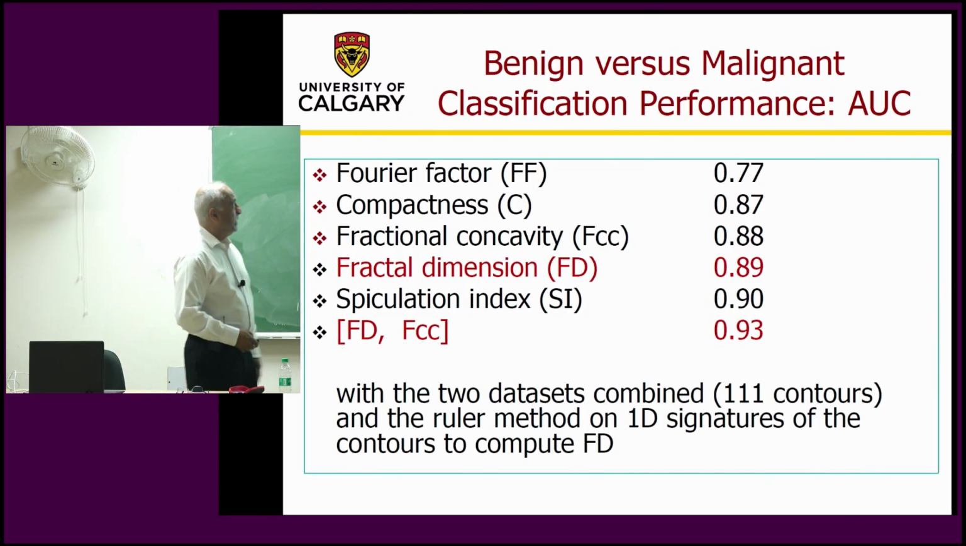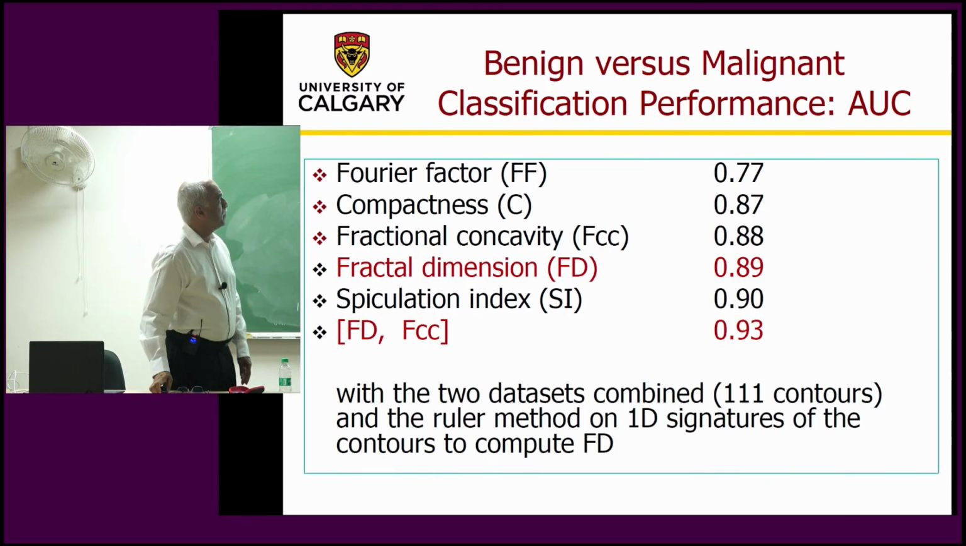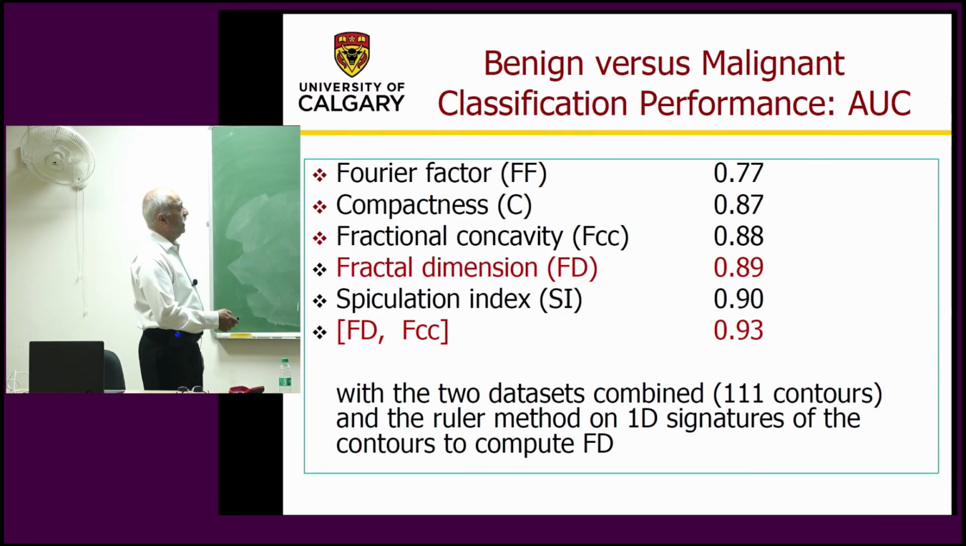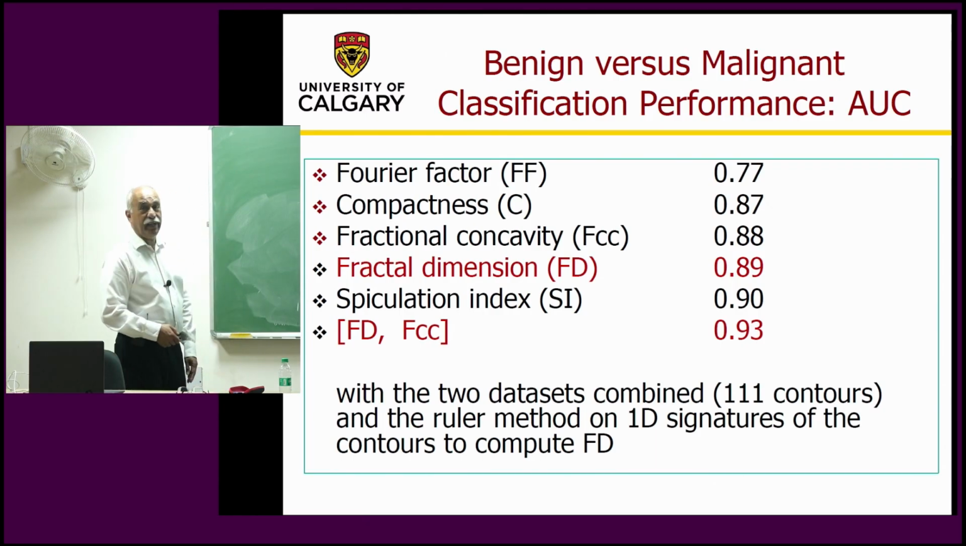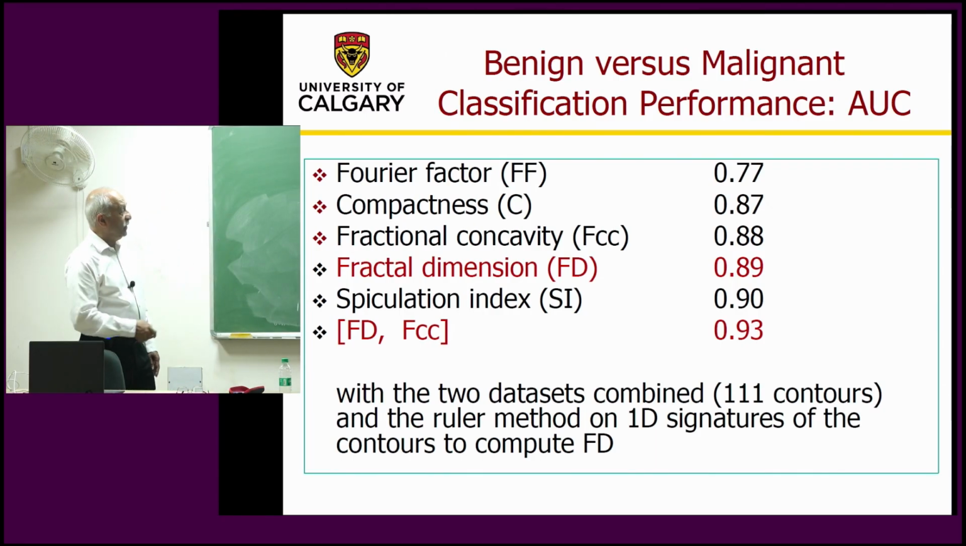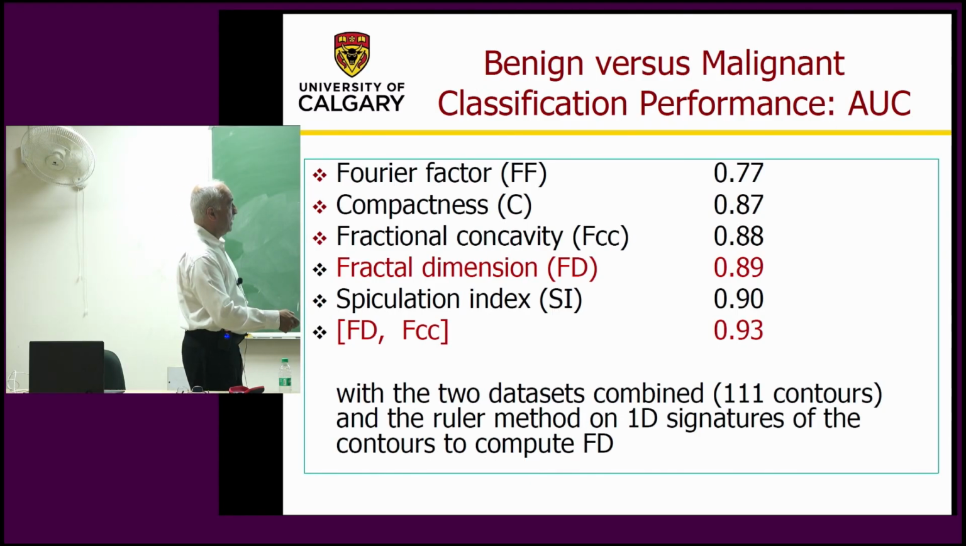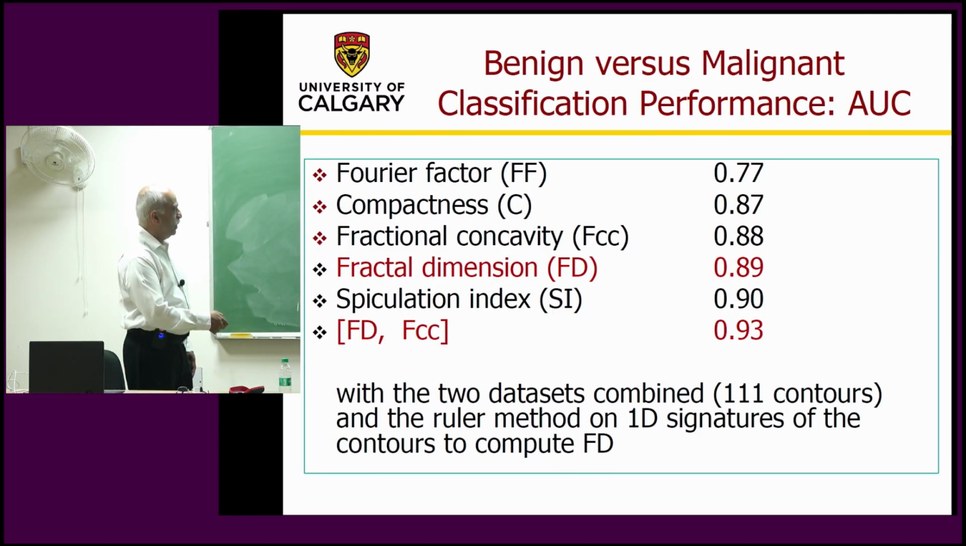So in Tan's work, she did various pattern classification experiments using the Fourier factor, area under the ROC curve, 0.77. Compactness gave very good result, fractal dimension comparable, and through feature selection, various combinations were selected. The fractal dimension with fractional concavity gave the best result of 0.93. For the combined data set of 111 contours, a ruler method on 1D signatures for fractal dimension.